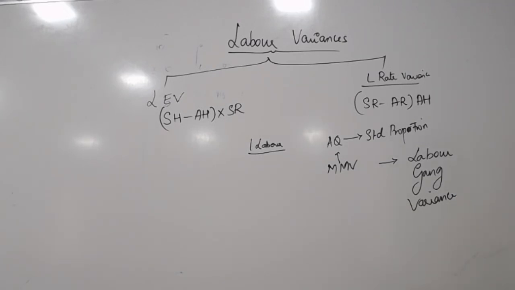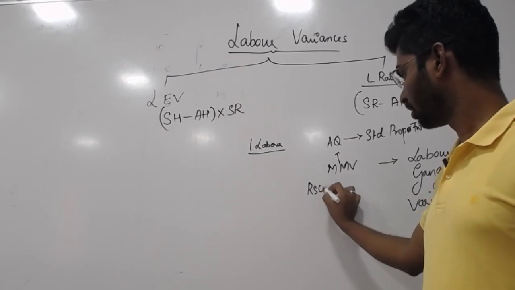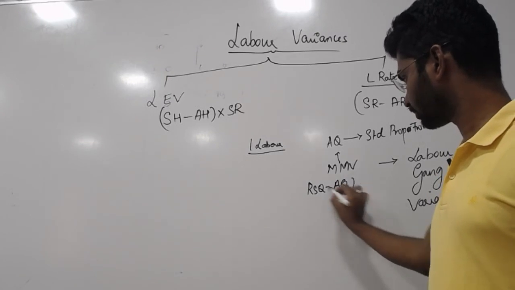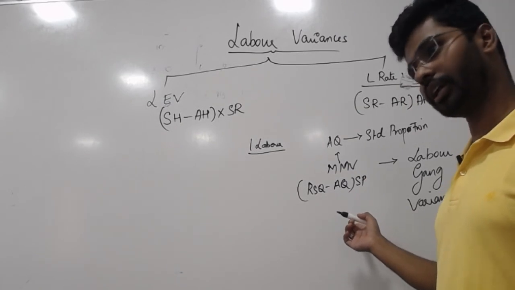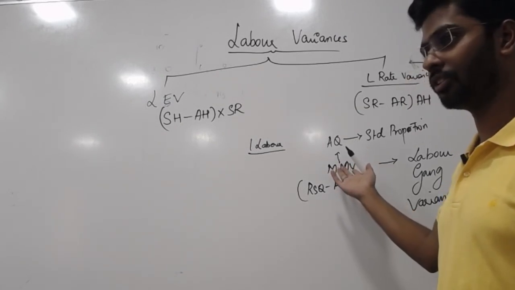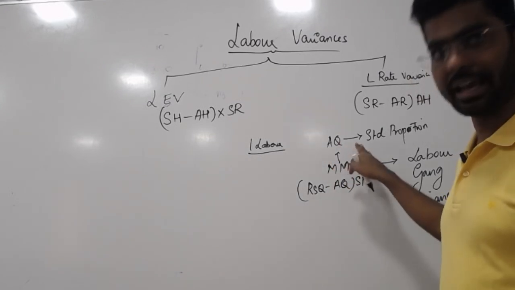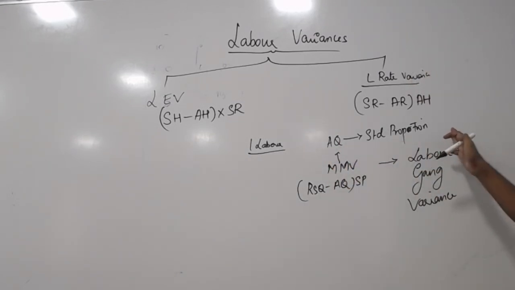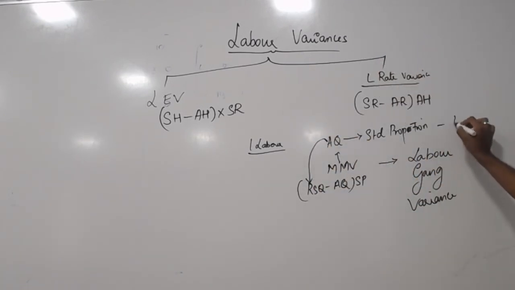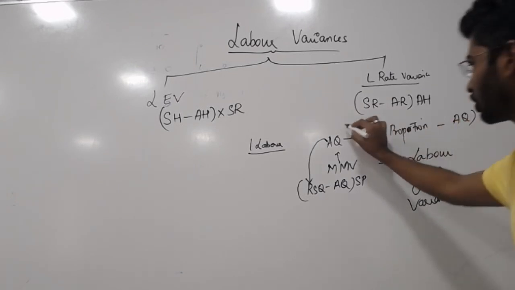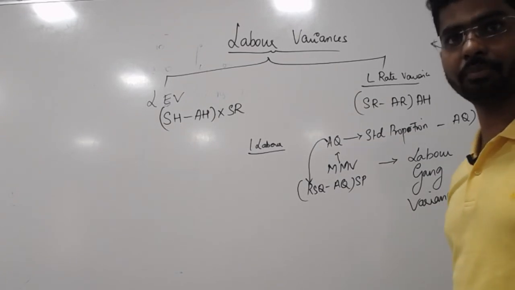In MMV we find what? So we find first my actual quantity in the standard proportion, which is known as what? RSQ. Then I compare with my actual quantity and I multiply with my standard price.